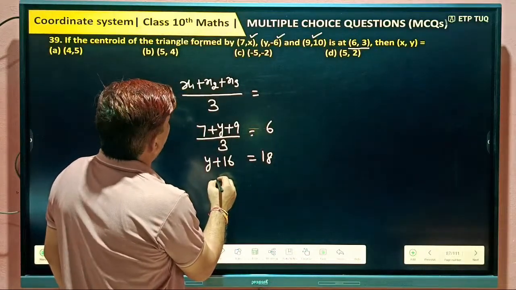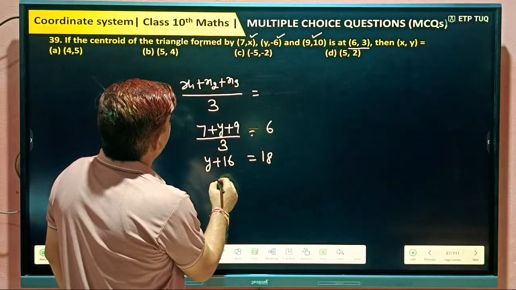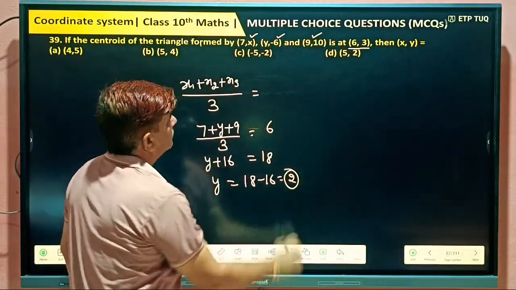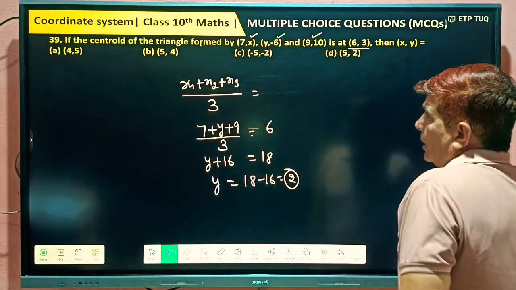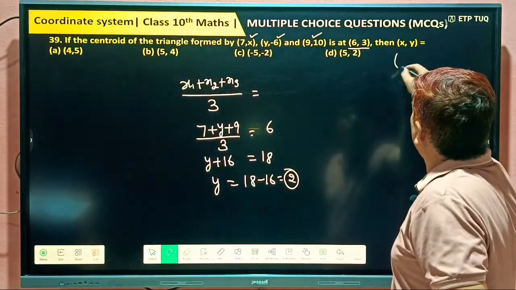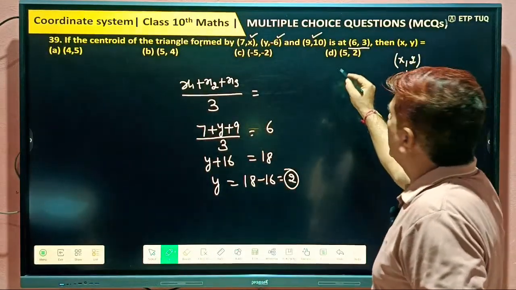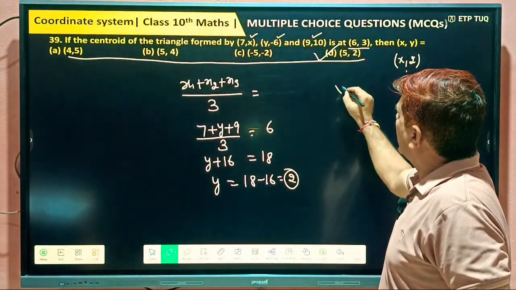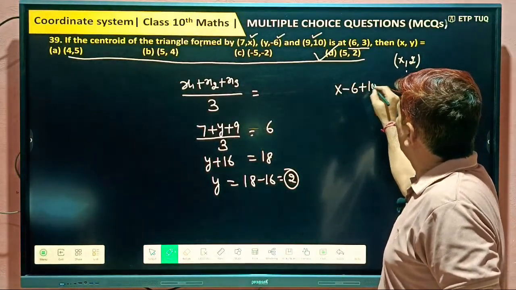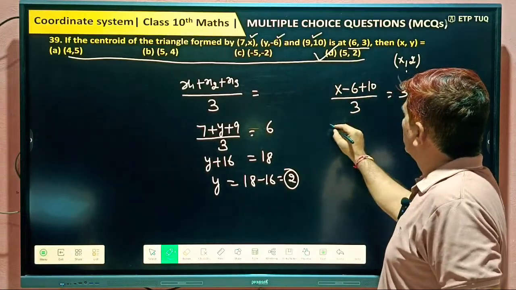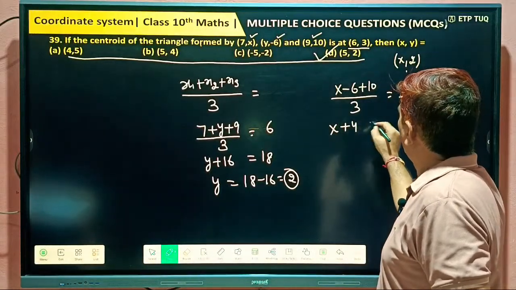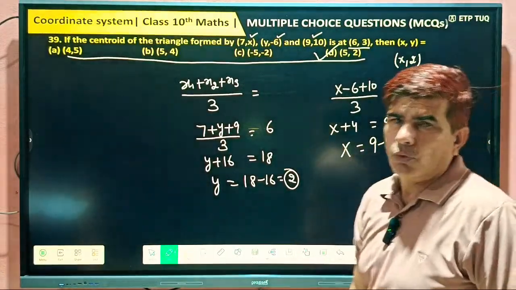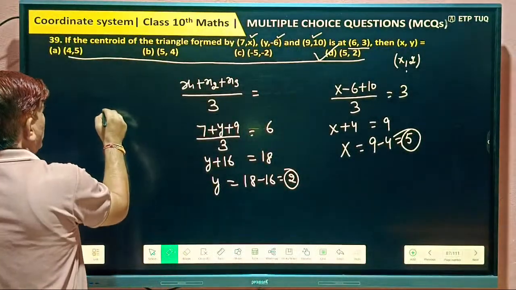So what's your y? y equal to 18 minus 16. How much? 2. Understood? Then x and y: x is this and y is 2. So look, one time, directly we can find its answer. Otherwise, you can take (x minus 6 plus 10) by 3 equal to 3. So x plus 4 is equal to 9. x is equal to 9 minus 4. How much? 5.